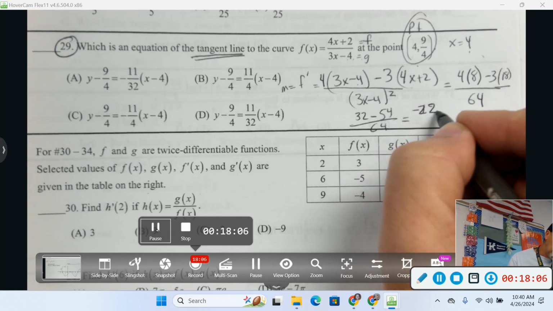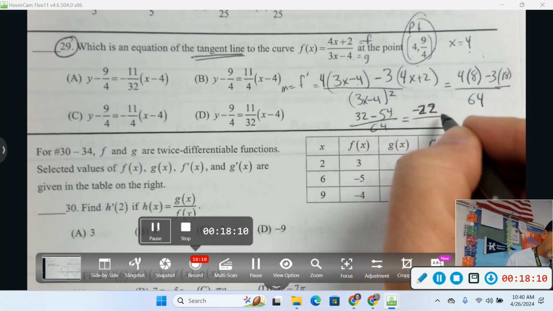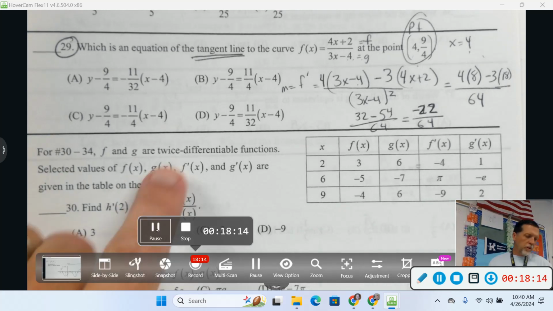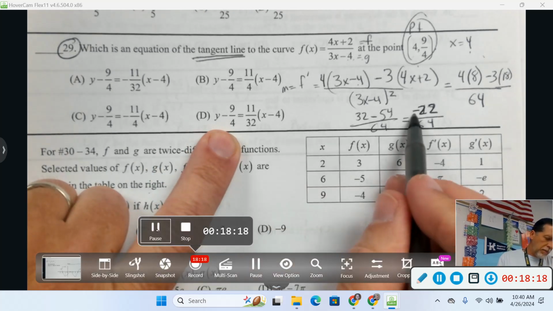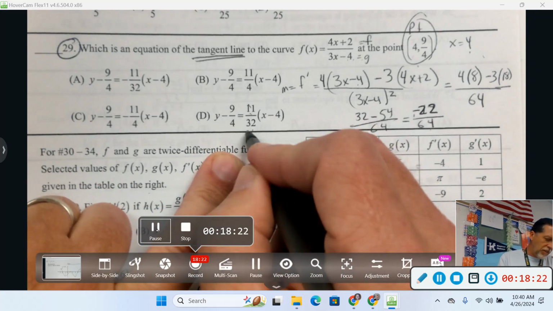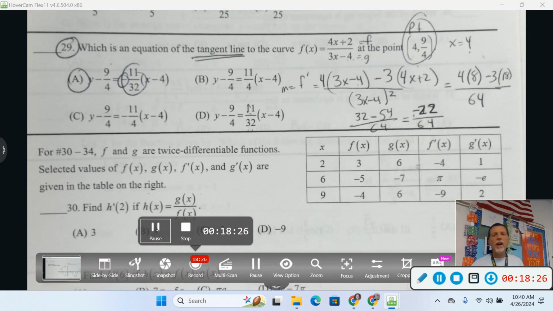So that's negative 22. This is why we like safe stop problems, because we could just stop. Over 64. I'm starting to look at my answer choices here. It's got to be negative. That will reduce to 11 over 32 with the negative. So it's answer choice A. Quotient rule, but then a whole lot of algebra to go with it.